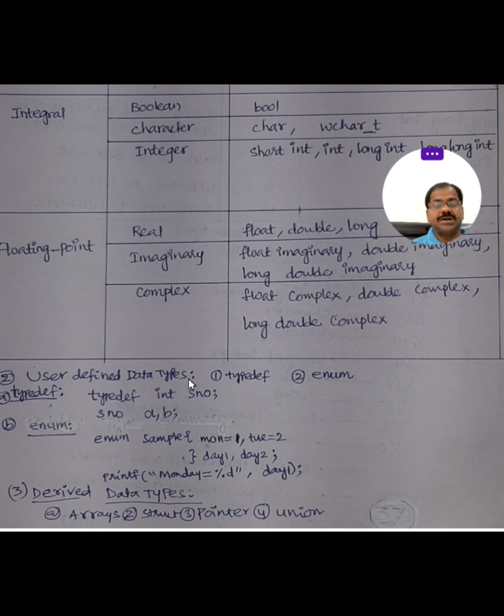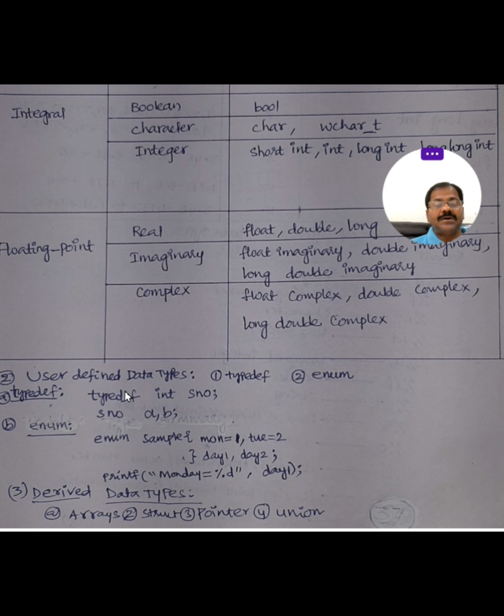User defined data types, that is typedef and enum. We have three data types. Basic data types are primary data types. Second one, user defined data types. Third one, derived data types. In further classes, we discuss user defined data types and derived data types. Here under user defined data types, we have typedef and enum.